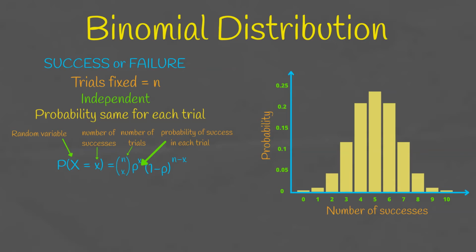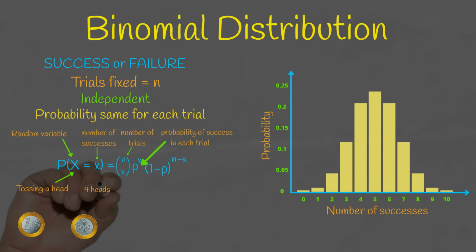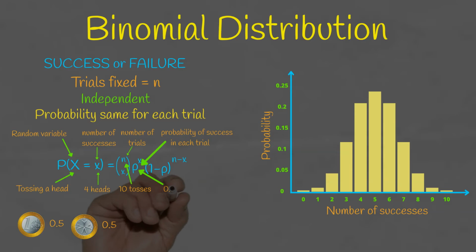Now we're going to use a real-life example to put some values in. So we're going to choose the experiment of tossing a coin. We can have a heads or a tails. So using this example, capital X is tossing a head and small x is the number of successes. So in this case, tossing a head 4 times. N is going to be 10 in this case, as we're going to toss the coin 10 times. And assuming this is a fair coin, the probability of tossing a head and a tail is equal, so P is equal to 0.5.